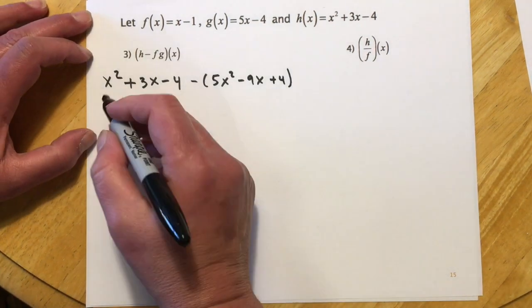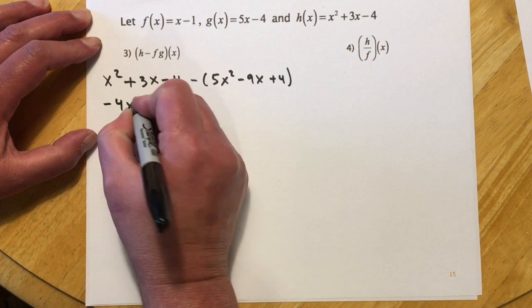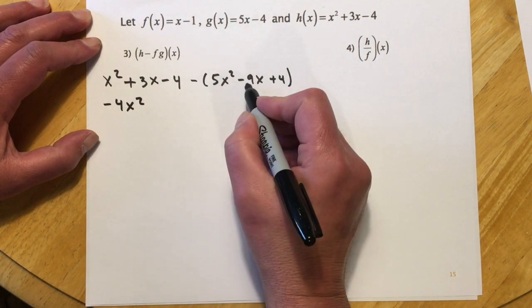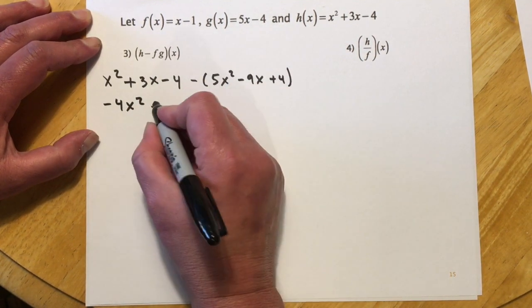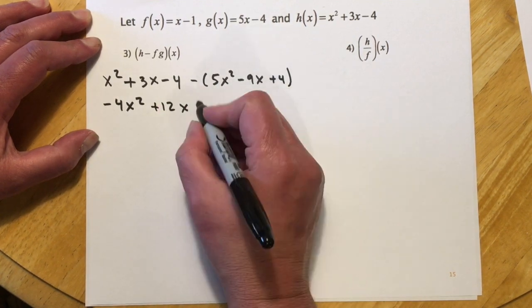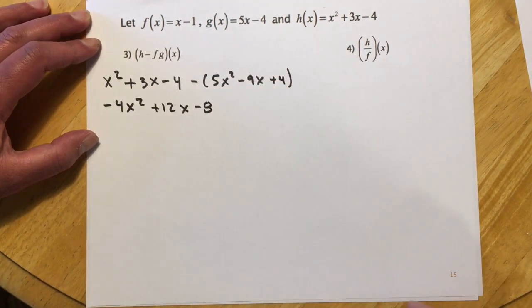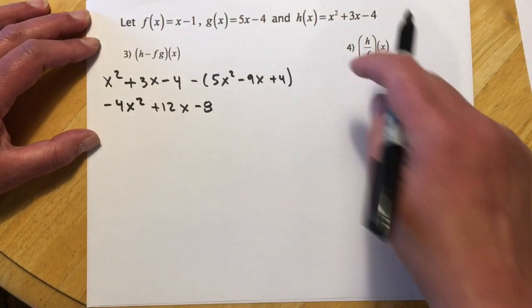And then subtract those. So x squared minus 5x squared, so that's going to be minus 4x squared. 3x minus a negative 9, so that would be plus 9, so plus 12x. And minus 4 is minus 8. And if you prefer, you can definitely rewrite the signs if that's easier.